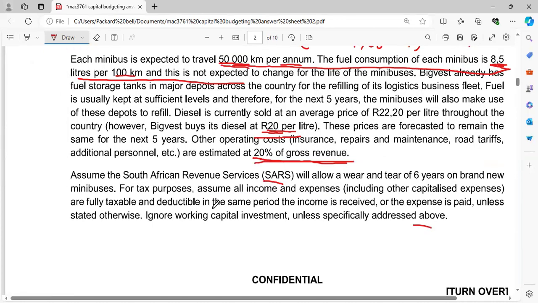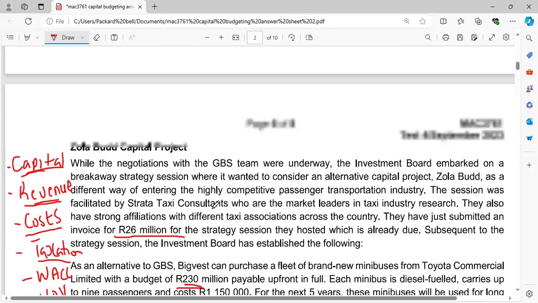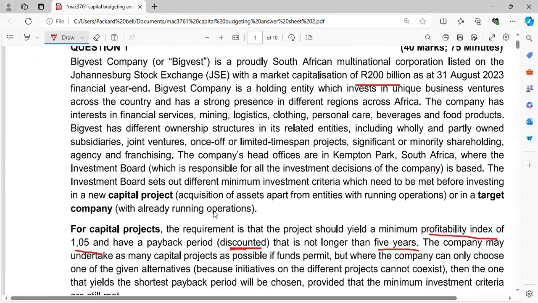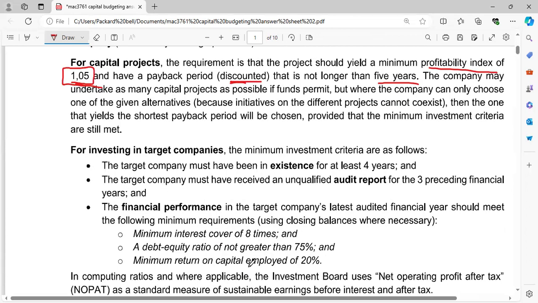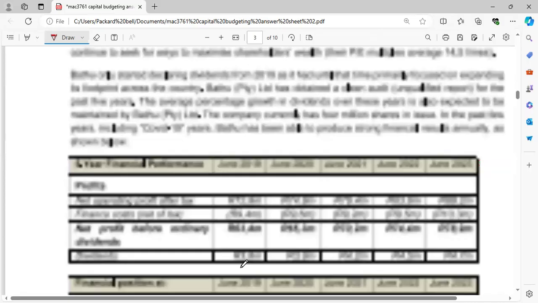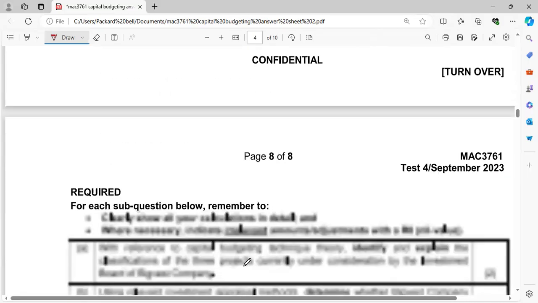Let's check, because they say a project should yield a minimum profitability index of 1.05 and have a payback period that is not longer than 5 years. So using the profitability index here, it means they can invest in the project because we have 1.17 as compared to 1.05. Right, so which means the next thing is to also check the payback period.